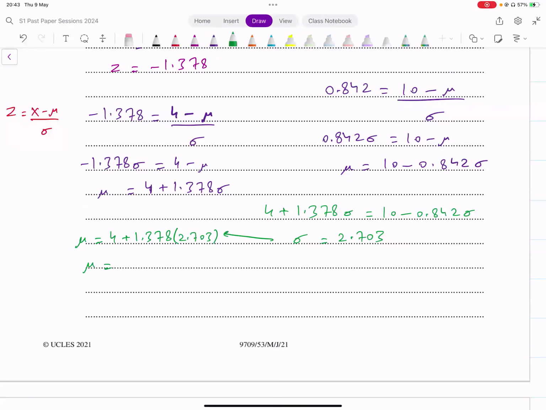Ideally, just use the calculator value. And that gives me 7.724, which is just 7.72. That's the mean, and that's the standard deviation. If you want to round it off, you can do that.